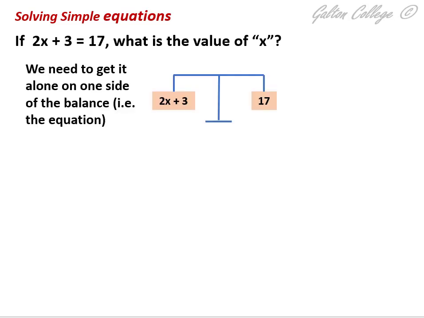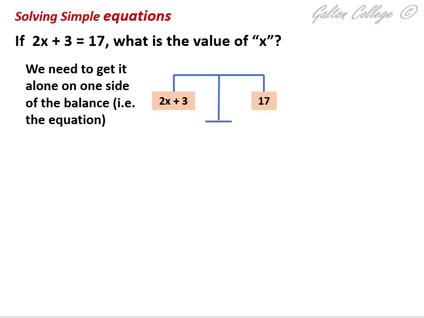Well, try to imagine it as a balance. So here on one side of the balance we've got 2x plus 3, on the other side we've got 17. And it's balanced, because it's equal. The equal sign tells us this is balanced. Here we've got 2x plus 3 and we've got 17.